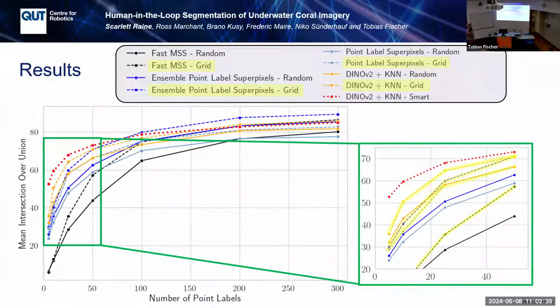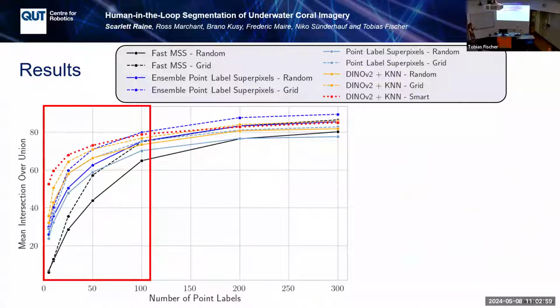What we also notice in this work is that if we compare the use of randomly distributed point labels with grid-spaced point labels, in all cases and across all the approaches that we tried, the grid-spaced point labels outperform randomly distributed point labels. So we do make this as a general contribution in this work as well.